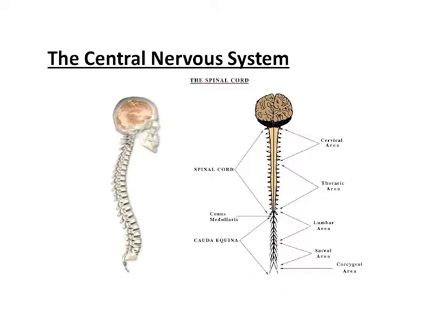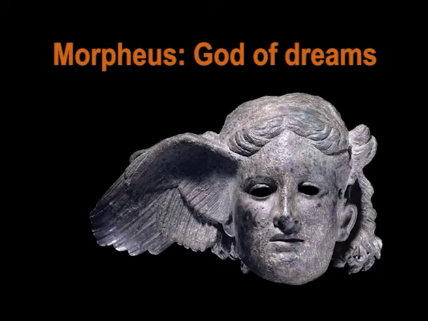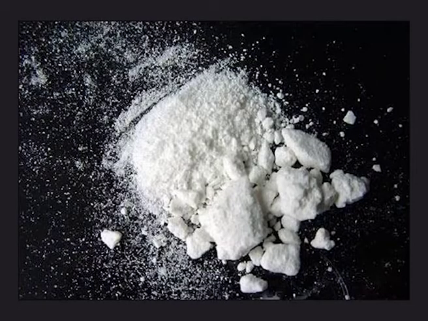Pharmacologically, it acts on the central nervous system. The chemical formula is very simple, C17H19O3N. Morphine is named after a Greek god, Morpheus, who is considered the god of dreams, because if you take morphine, people say you reach the state of dream. It occurs as a white powder or white shining crystal with bitter taste and alkaline reaction.